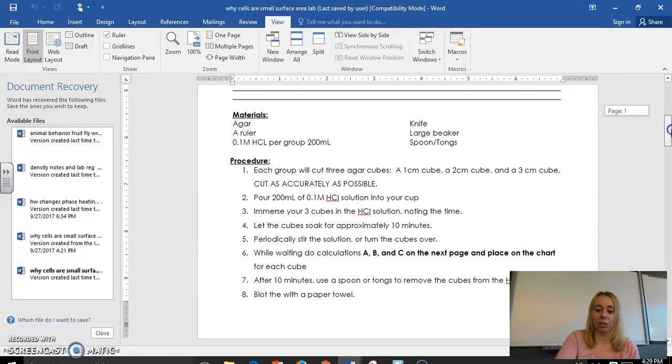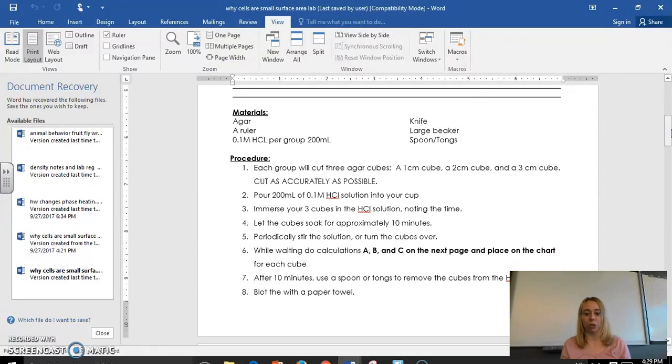And now we're going to take a look at the procedure and review some things that are important to do in the lab. So I'm going to have the agar cubes pre-cut. Okay, so you'll get these cubes that are 1 centimeter long each side, 2 centimeters long on each side, and 3 centimeters long on each side. And then you're going to get a bottle of hydrochloric acid, and you're going to pour about 200 milliliters into a beaker, which I'm going to give you.